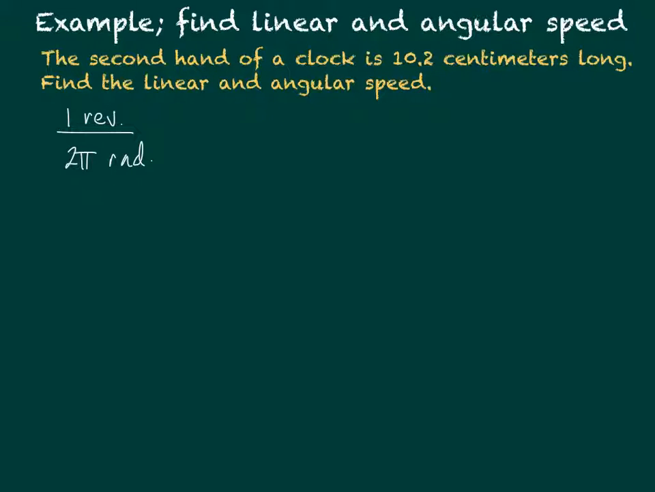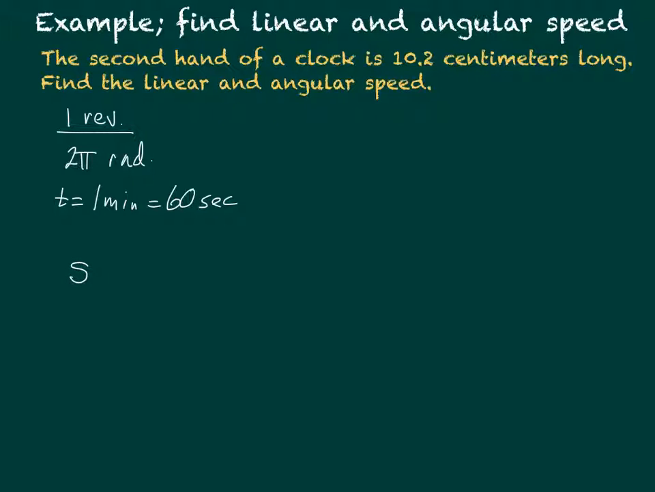And how long is it going to take to go around 2 pi radians? Well, we know that time is 1 minute or 60 seconds. So that's going to be important information for us. Now we're going to look at what is my arc length, the length around.